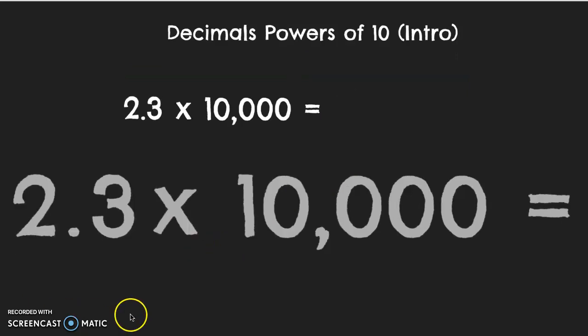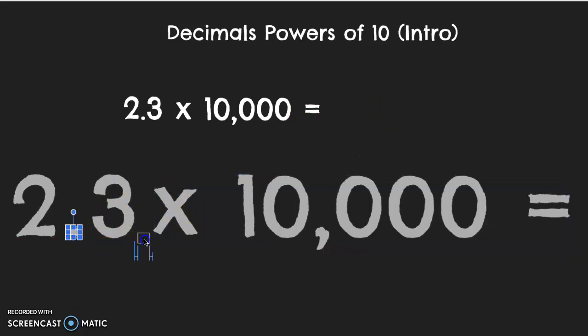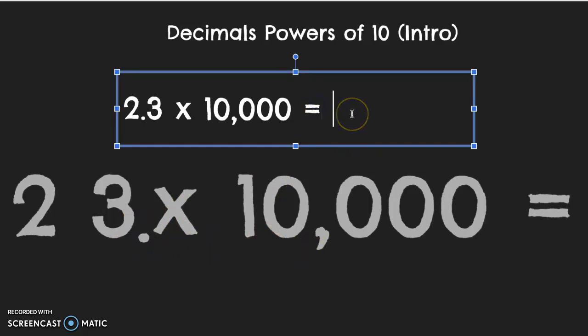Last one. 2 3/10 times 10,000. This is a little bit tricky, because how many spots are we moving it? 4. That doesn't mean our answer is going to have 4 zeros anymore, because one of those spots is going to be a decimal. So if I move this one spot, it goes here. Then I got to move it 3 more spots, so it would be 3 zeros. So I would have 23,000 as my answer.